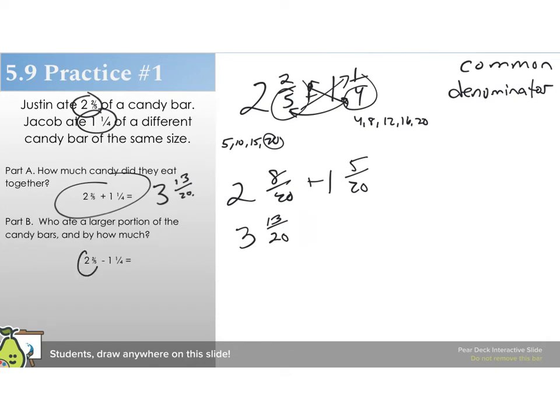Who ate a larger portion? Well, Justin ate more since he ate 2 2/5. But how much? Well, when we subtract, we already did the work in the first one. 2 8 20ths subtract 1 5 20ths. 2 subtract 1 is 1. 8 subtract 5 is 3 20ths. So he ate 1 3 20ths more than Jacob did.